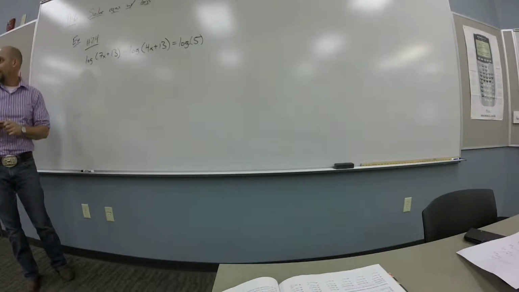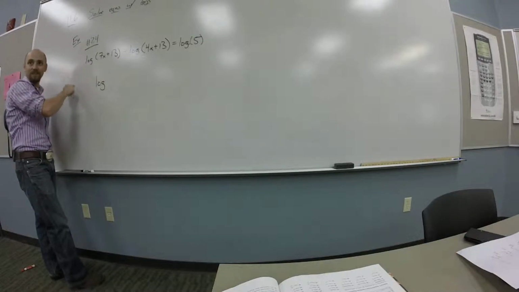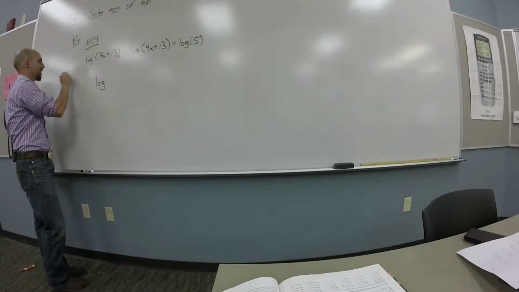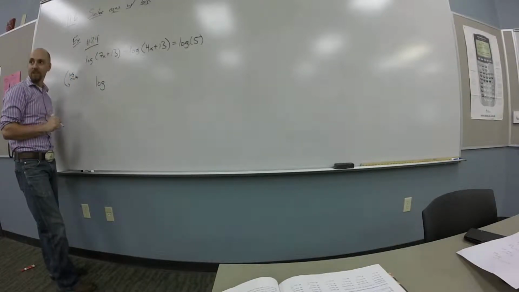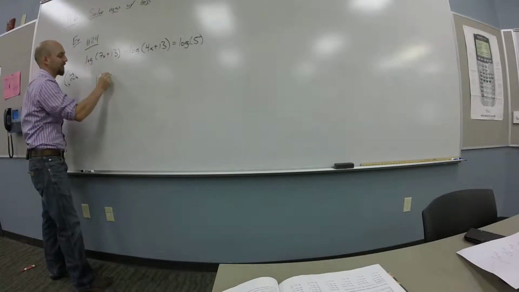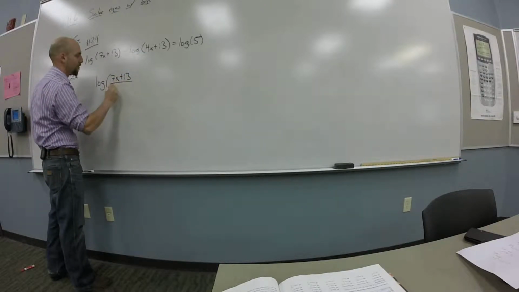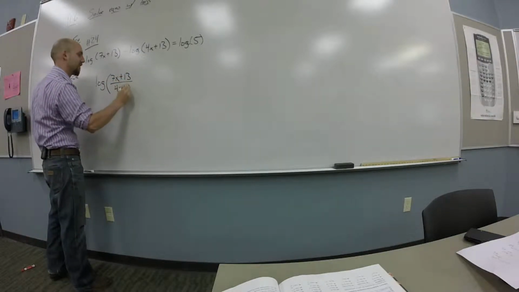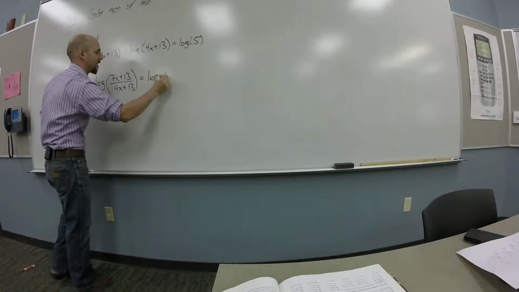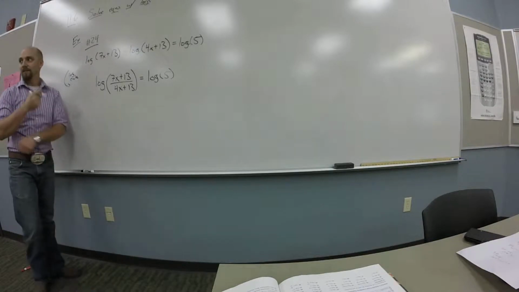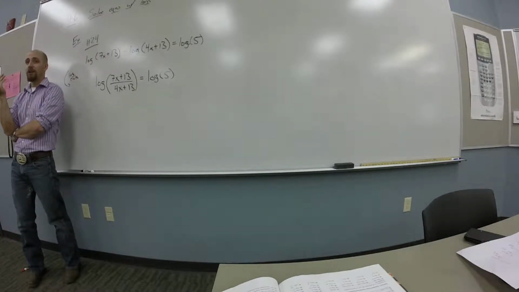Yeah, that's the log of the division, right? So I could say this is a log rule, right? Which is to say that I've got this stuff is log of 7x plus 13 over 4x plus 13. And that's still log of 5. Right? This is just straight up applying a log rule.